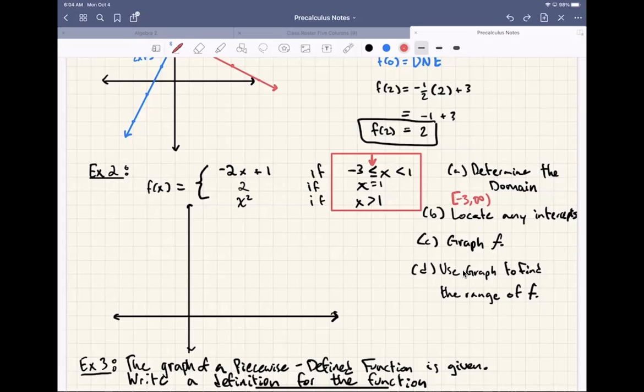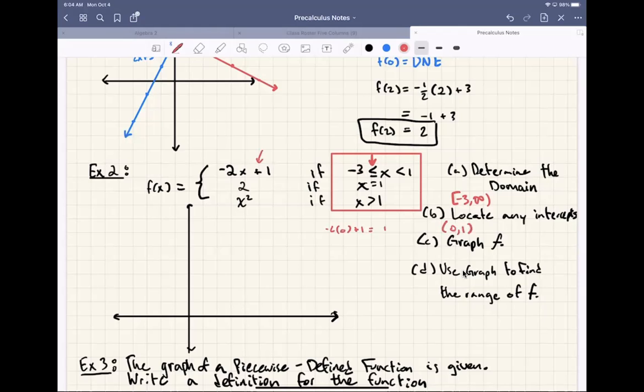To find any intercepts, how do we find our y-intercept? That's when x is equal to 0. Let's try to find our y-intercept. We're going to plug it into this one right here because 0 is between negative 3 and 1. So negative 2 times 0 plus 1 is going to give us 1. So we have a y-intercept of (0, 1).